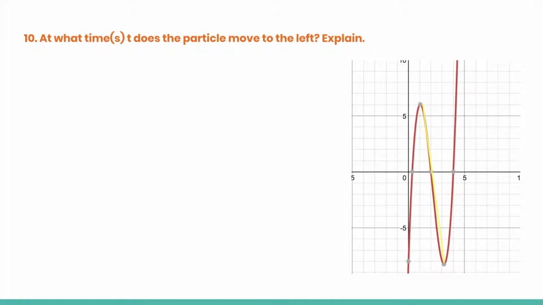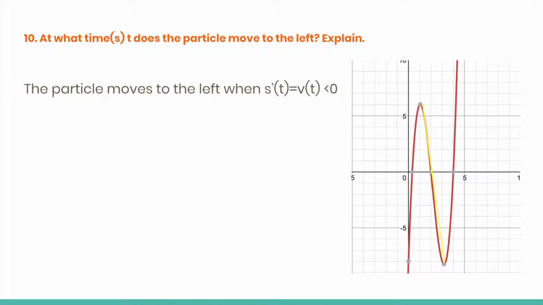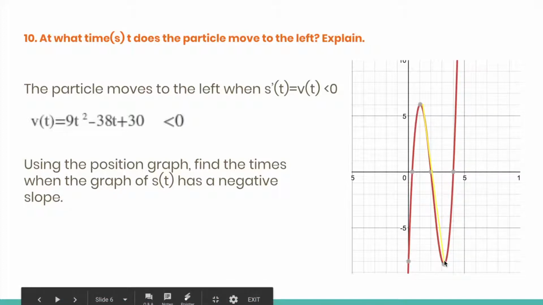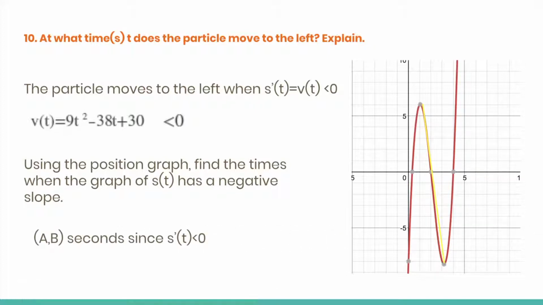Question number 10 is, at what time or times t does the particle move to the left? For this one, the particle moves to the left when S prime of t, or V of t, is less than 0. So using the position graph, you can find the times when the graph of S of t has a negative slope. As you can see on the right here, I have the graph, and there's a negative slope from point A to point B. So the answer is A to B seconds, since S prime of t is less than 0.